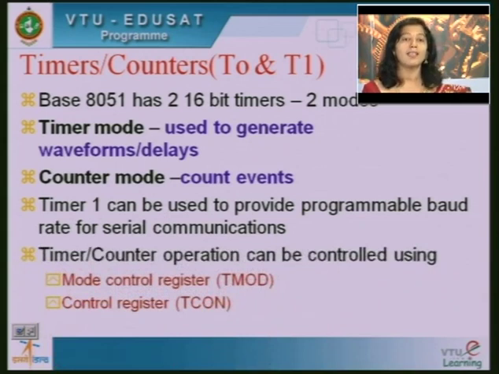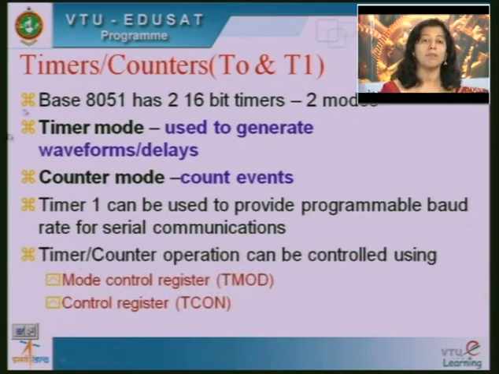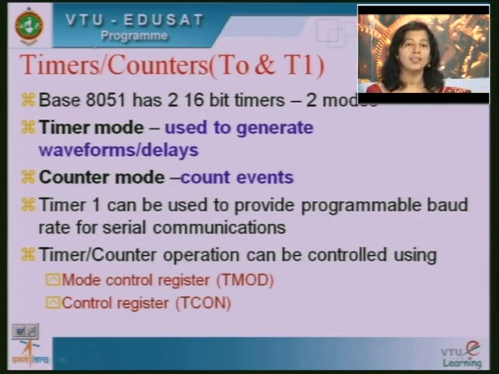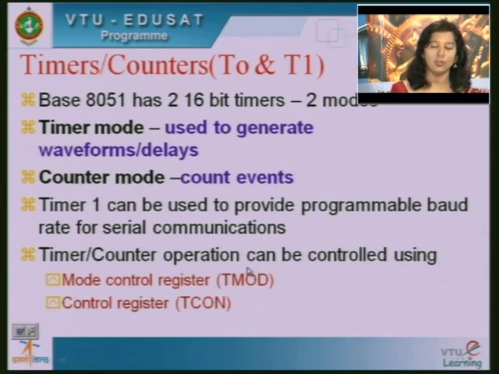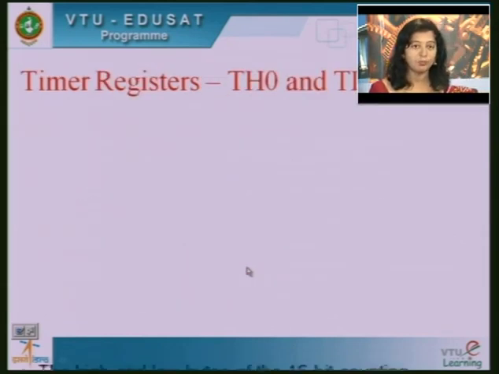Then these timer and counter operations can be controlled using two control registers. One is called the timer mode control register, TMOD. Both of these are SFRs, special function registers. So, the timer mode control register is used, and the timer control register TCON, both of them will help us in controlling the operation of these timers.